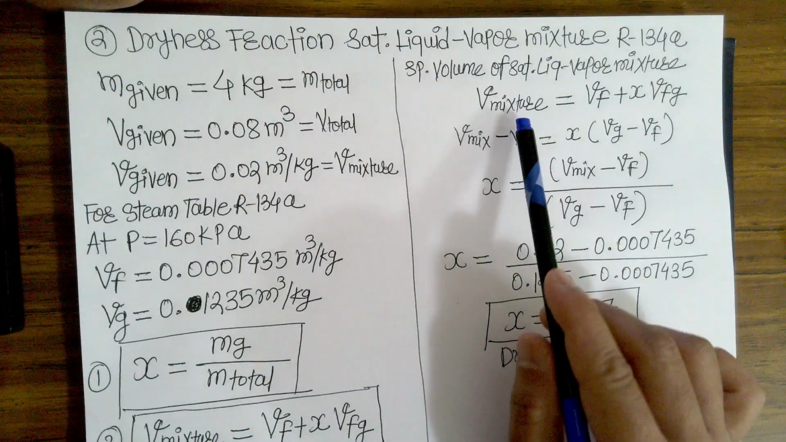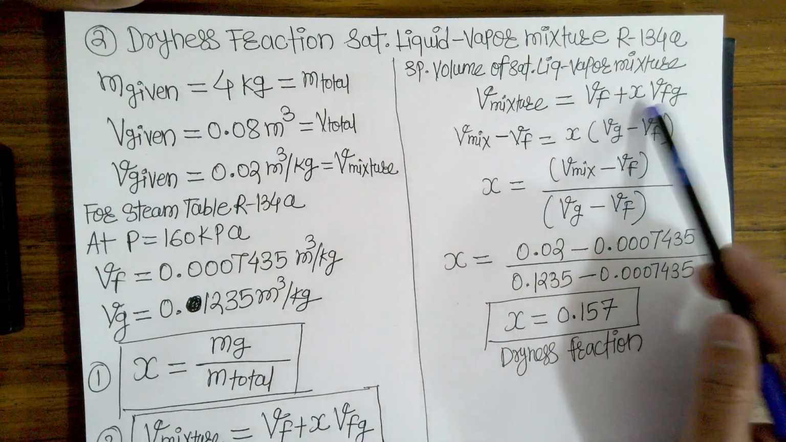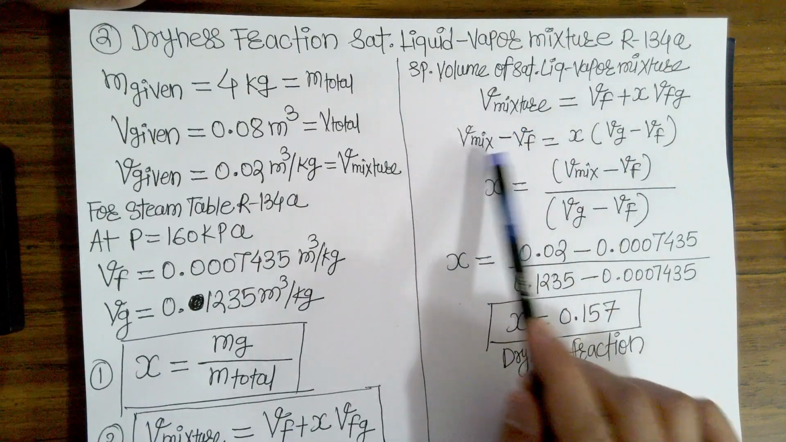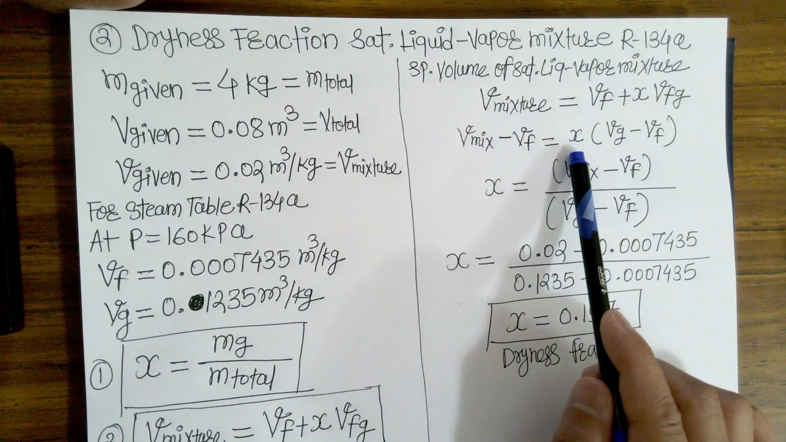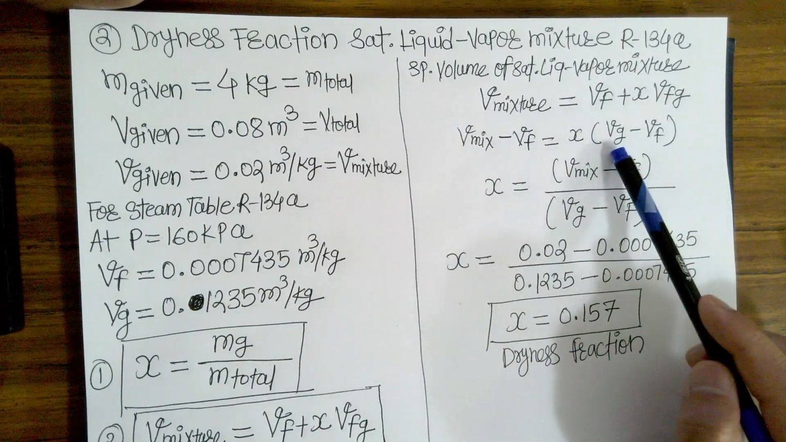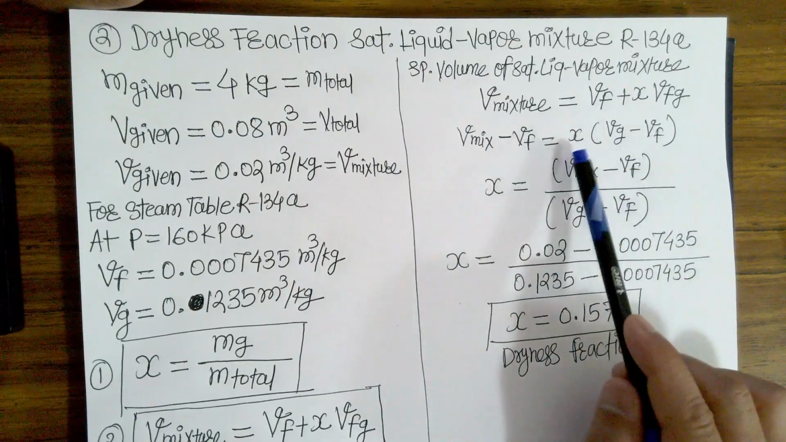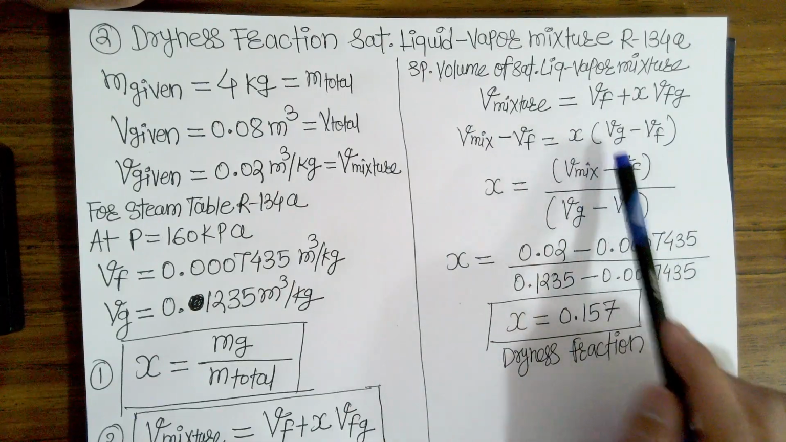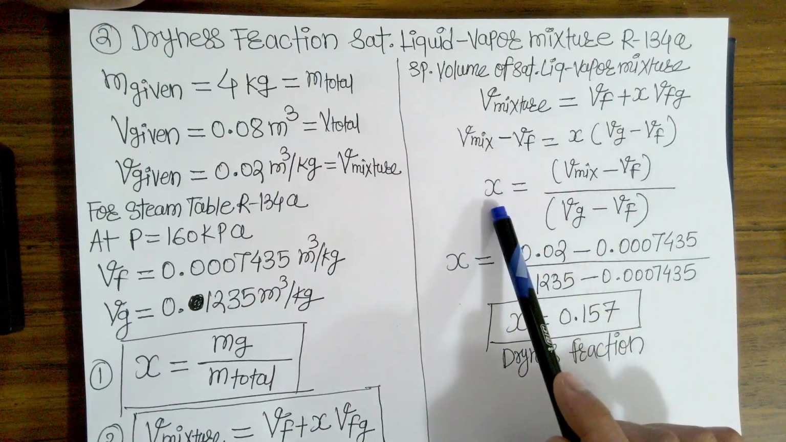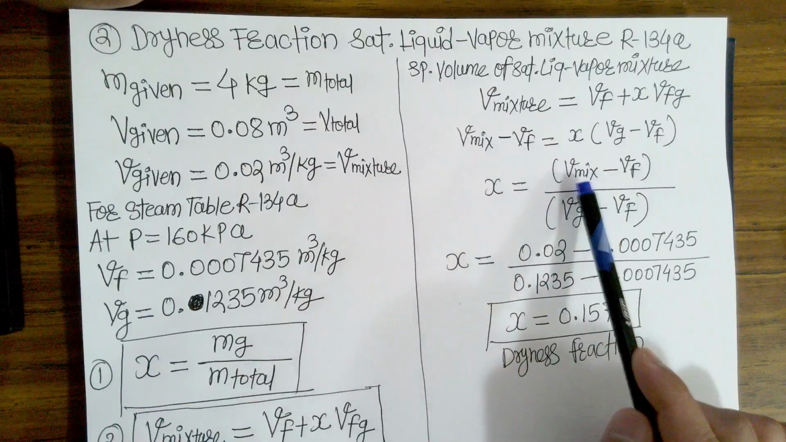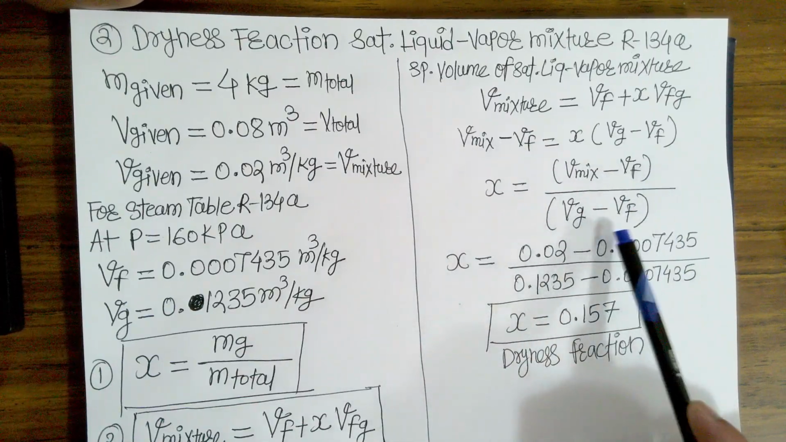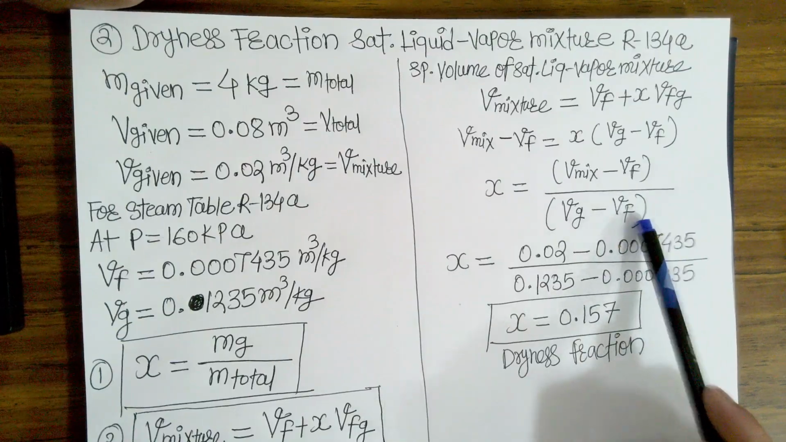So the specific volume of mixture is equal to Vf plus x Vfg. We can take this Vf on left hand side. V mixture minus Vf is equal to x multiplied by Vfg. Vfg can be written as Vg minus Vf. So on right hand side, x multiplied by Vg minus Vf. I can write x is equal to V mixture minus Vf divided by Vg minus Vf.